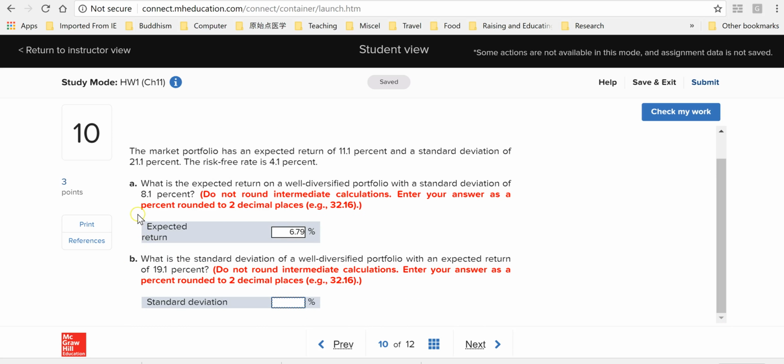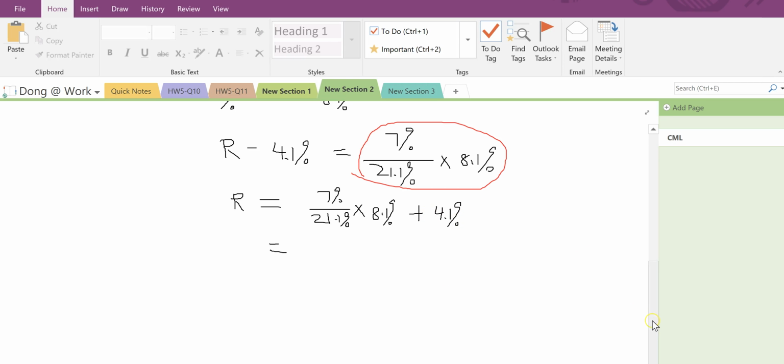Okay, so that's part A. Part B: what is the standard deviation of a well-diversified portfolio with an expected return of 19.1%? Part A was, given the standard deviation, what is the expected return. But part B switches the unknown. Now we are given the expected return, and we need to figure out the standard deviation. That's the only difference, but the trick to solve part B is exactly the same as for part A.